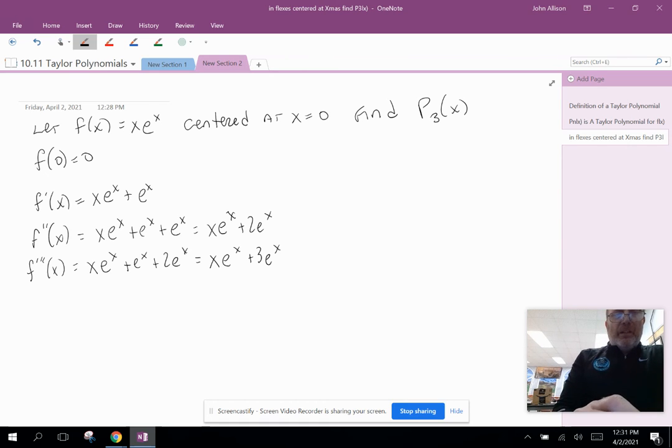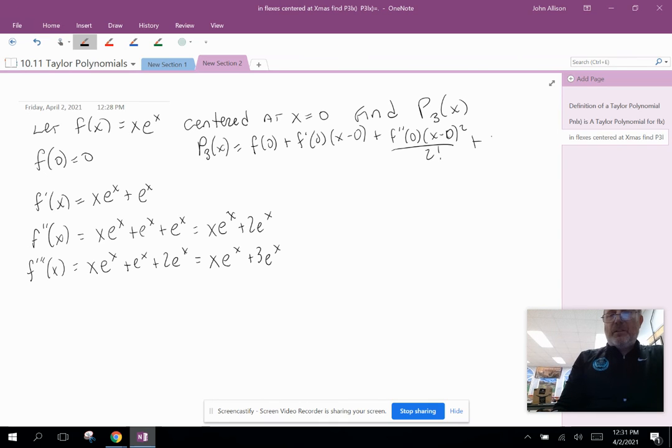So now we're going to evaluate the third degree polynomial. So the third degree polynomial, p sub 3 of x, is going to equal f of 0 plus f prime of 0 times x minus 0 plus f double prime of 0 times x minus 0 squared over 2 factorial plus f triple prime of 0 times x minus 0 cubed over 3 factorial.